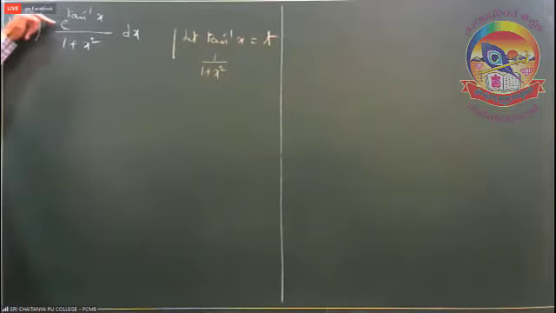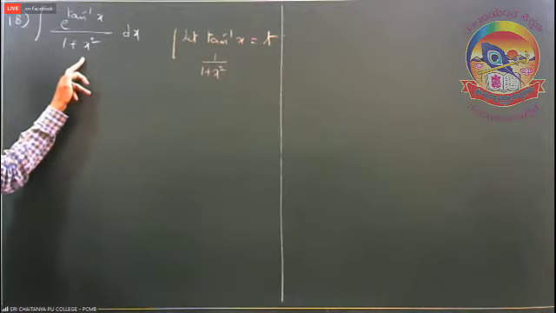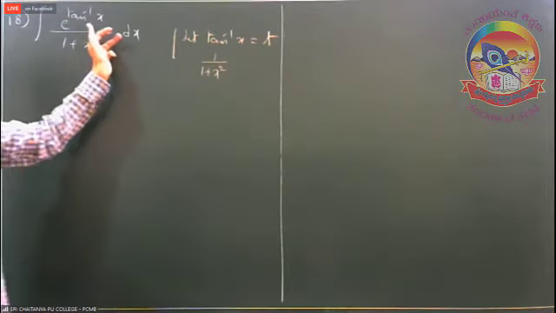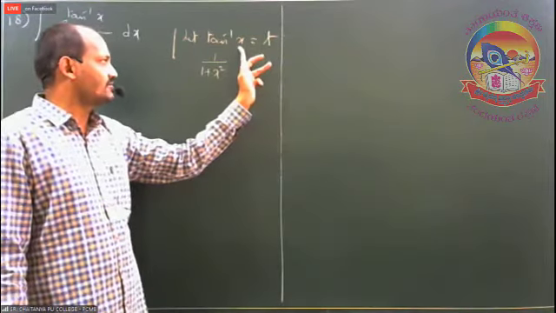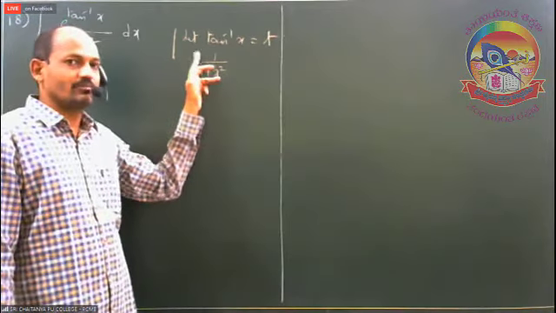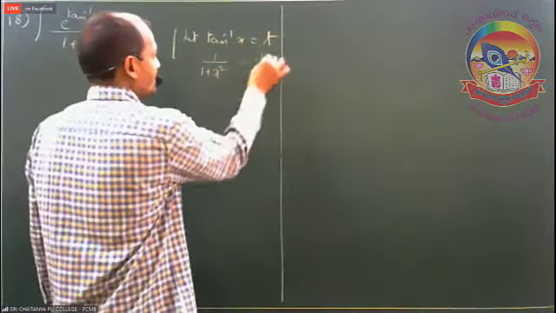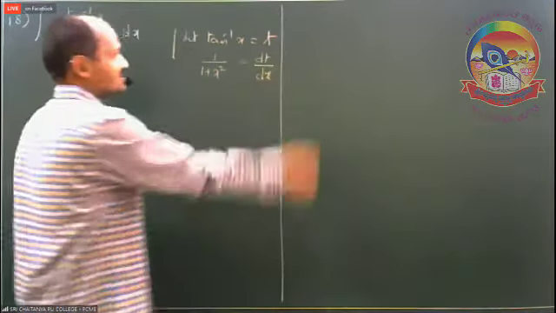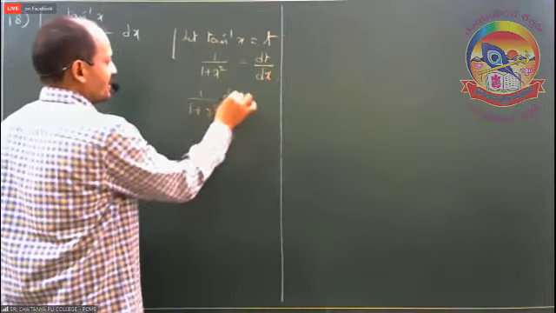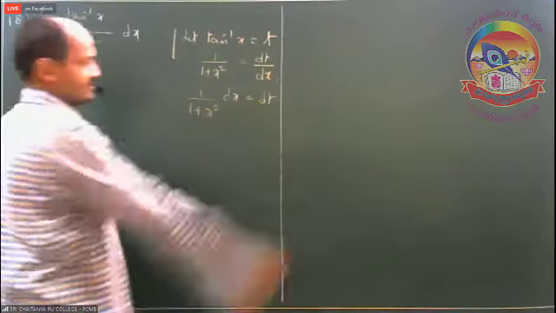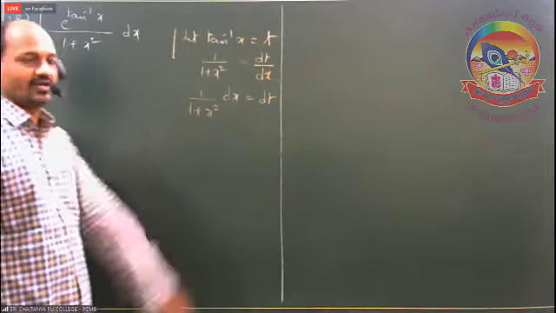It is e power tan inverse of x divided by 1 plus x square. Here, this tan inverse of x is considered t. Derivative of tan inverse of x is 1 by 1 plus x square is equal to dt by dx. So 1 by 1 plus x square dx is equal to dt.